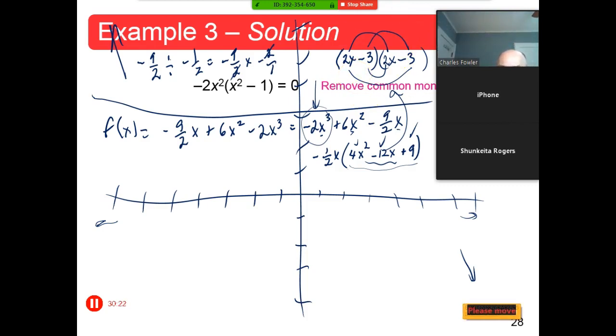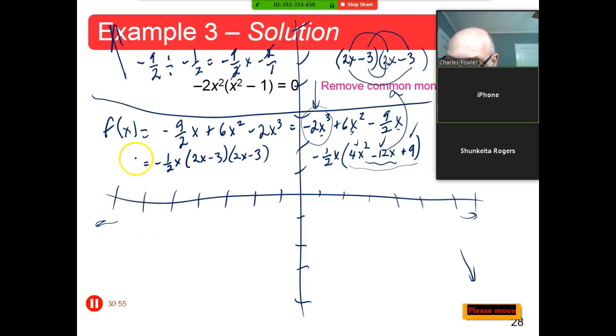Now, you have now factored that. I'm going to write it over here. This is going to be negative 1/2 x, okay, times 2x minus 3 times 2x minus 3. Okay, now we have to determine our zeros. That's why we factored, to determine the zeros. Where this function is going to cross the x-axis. Those are going to be where y is equal to 0. So you set it equal to 0, and what do you get?